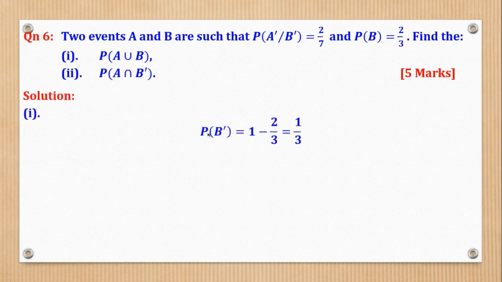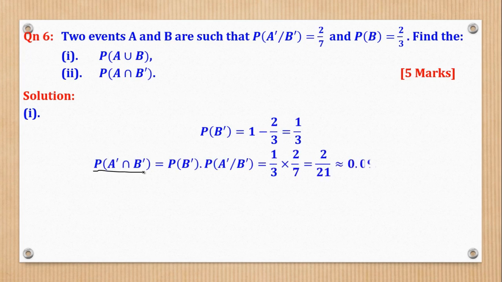So here the probability of B complement is 1 minus the probability of B, which is a third. Therefore the probability of A complement intersection B complement will be the probability of B complement multiplied by the probability of A complement given B complement has occurred.